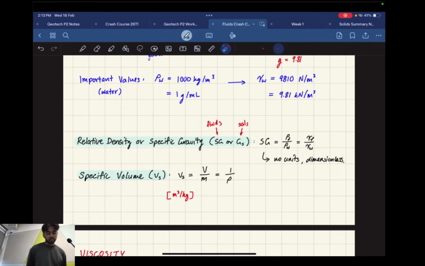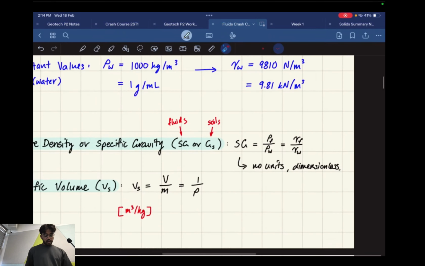Alright, relative density or specific gravity. We usually just call it specific gravity. In fluids we denote it as SG. Later on when you do soils we denote it as Gs. What relative density is, is the density of a certain fluid relative to the density of water. So for example, if you've got some sort of mystery fluid in the tube, and you want to find the relative density of it, you compare it to the density of water. It's got no units, it's dimensionless, because it's just a ratio.